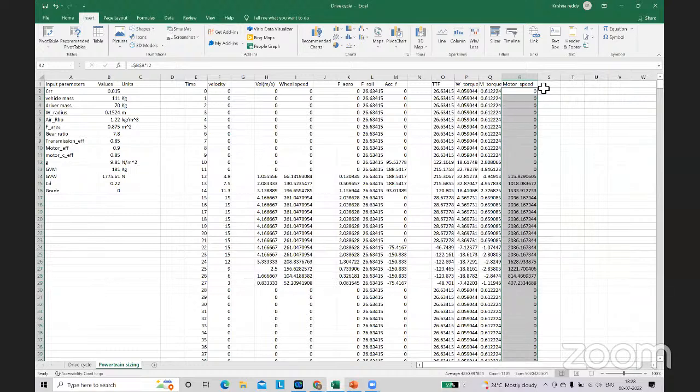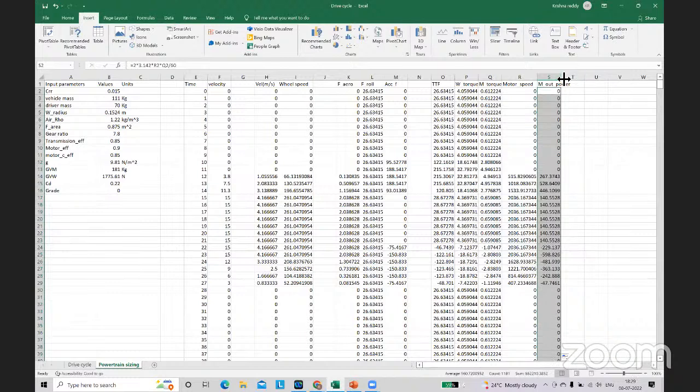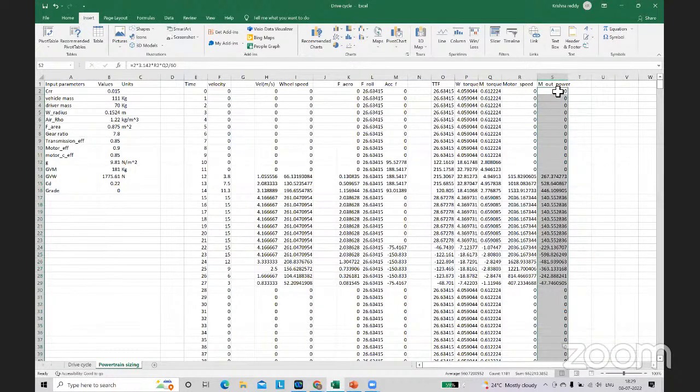Once you calculate the motor torque and the motor speed, you can go for estimating motor power, that is, motor output power. So here 2 pi, that is 3.142, 2 pi N, where N is nothing but your wheel speed. Then bring a multiplication sign, torque, that is T, divided by 60. Say enter. So this is motor output power.